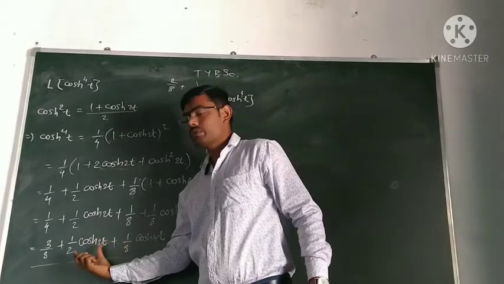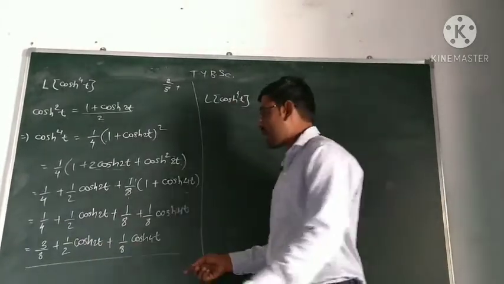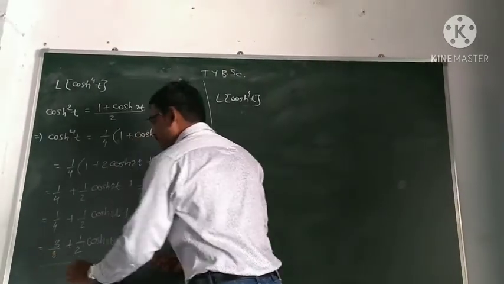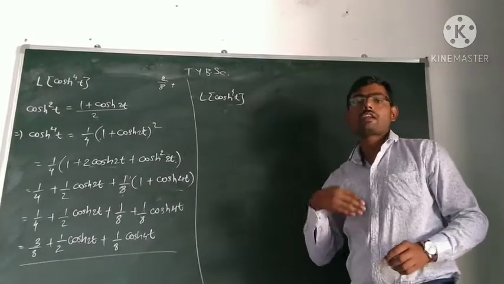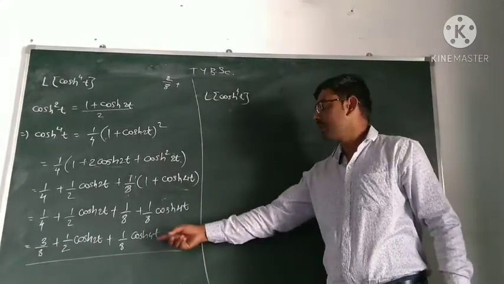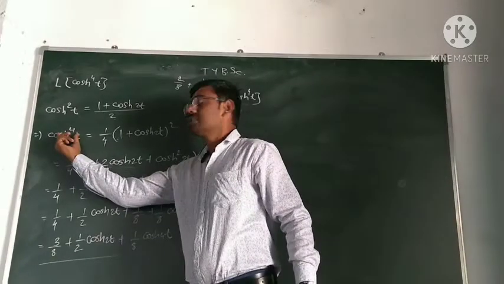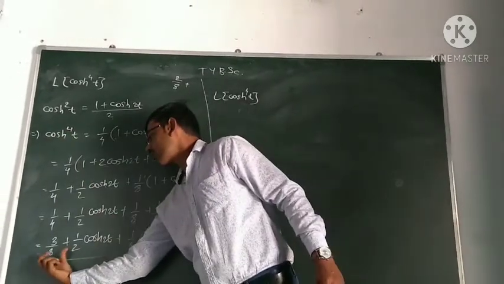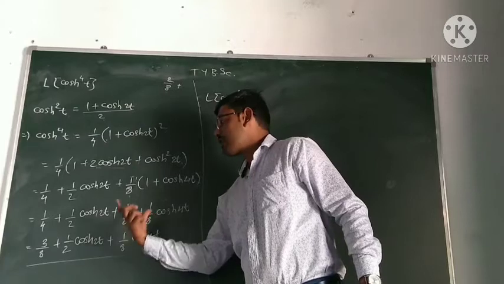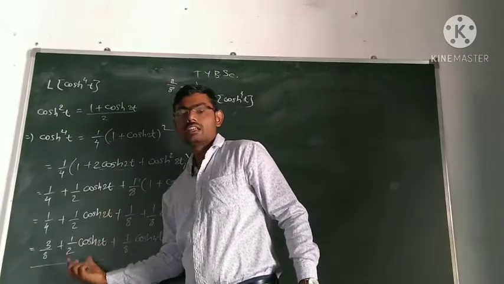Now we use the linearity property here. The Laplace transform of a sum of three functions is equal to the sum of the Laplace transforms of the three functions. We will use the linearity property. So finding the Laplace transform of this term is the same as finding the Laplace transform of an addition of three functions, and the Laplace transform of an addition has a linearity property.